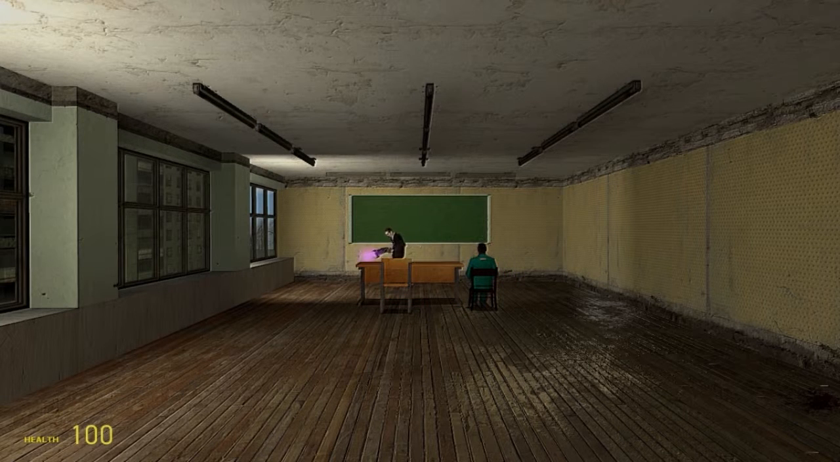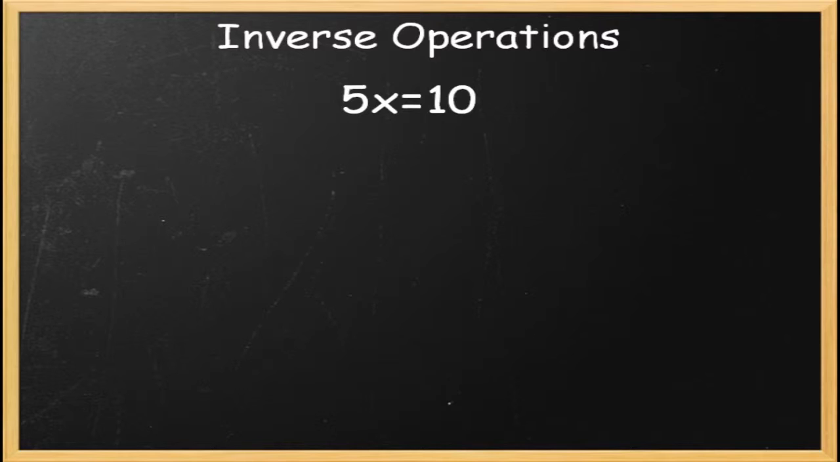Good. Now we're gonna look up on this board and we're gonna learn how to do one-step equations and inverse operations. Now I'm gonna teach you how to do inverse operations and a one-step equation. To do a one-step equation, you first have to know how to do inverse operations. Inverse operations is doing the opposite of what's happening to the x, and when you do something on one side, you do it to the other.